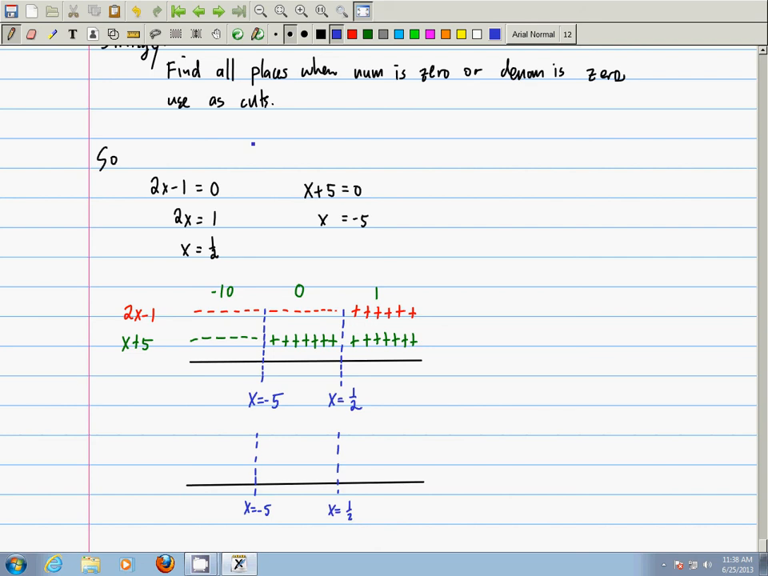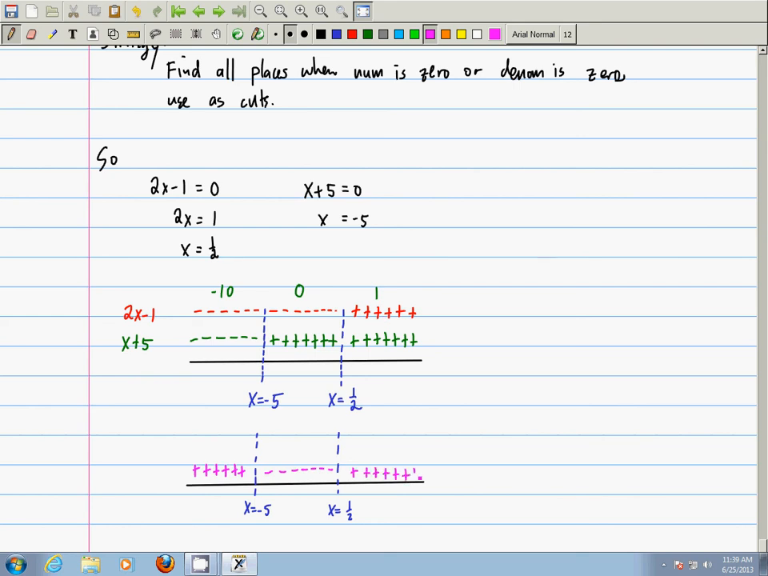So then, the ratio of two negative things is what? Positive or negative? The ratio is positive. The ratio of two negative things is positive. This ratio will be negative. This ratio will be positive.